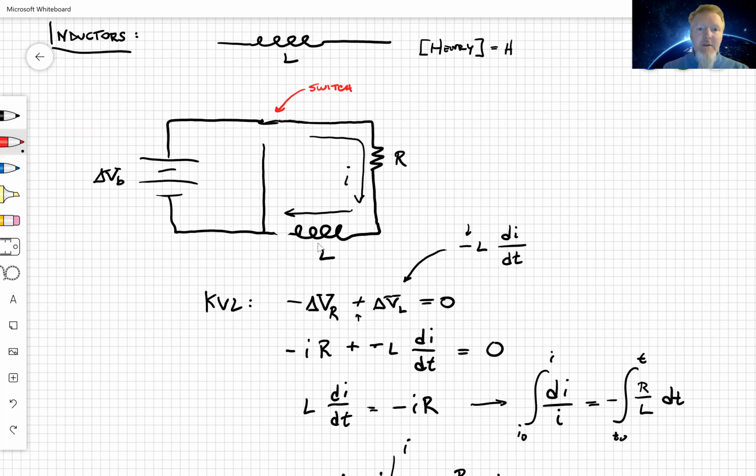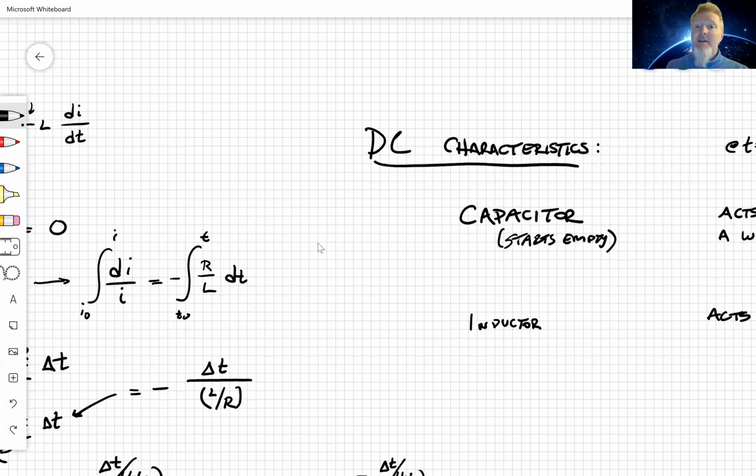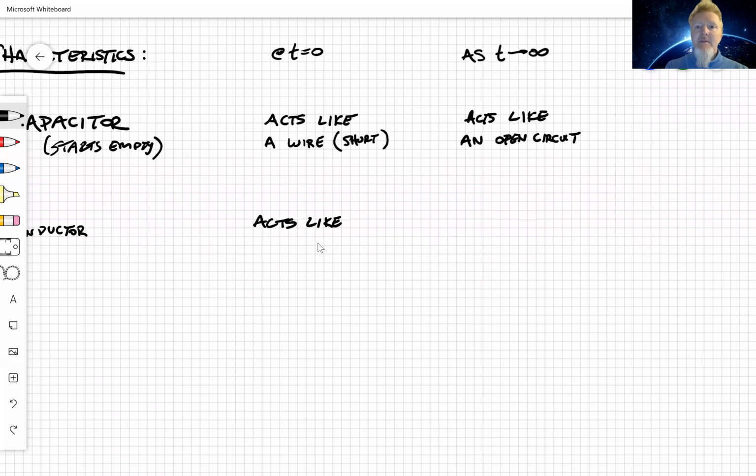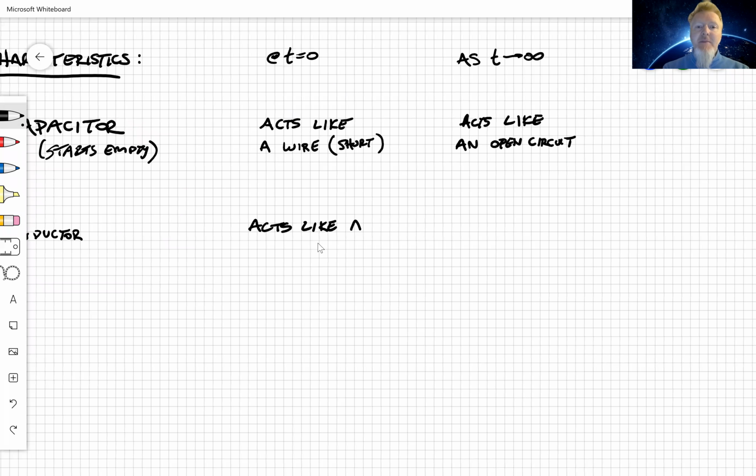The inductor is going to act like, hey, quit that. It's going to push back. It's doing the opposite of what the capacitor did. It's acting like a block. It acts like an open circuit in that it doesn't let current flow initially.